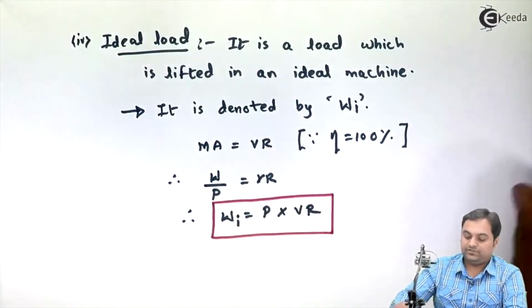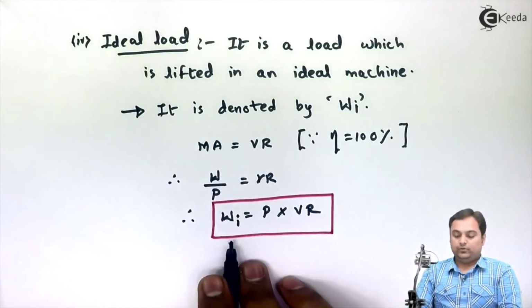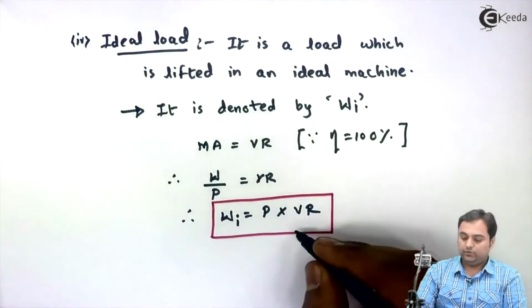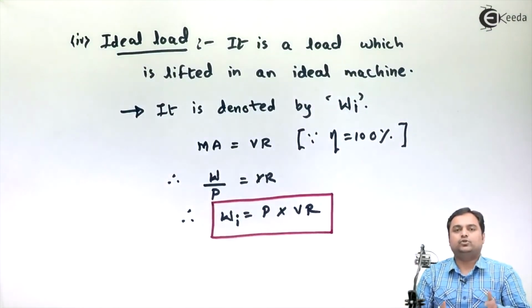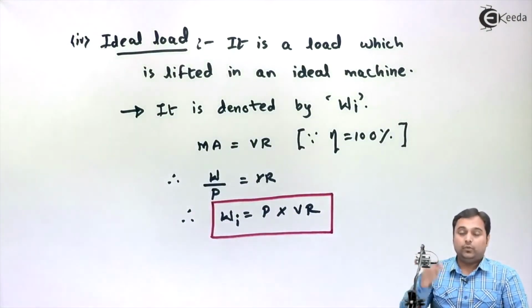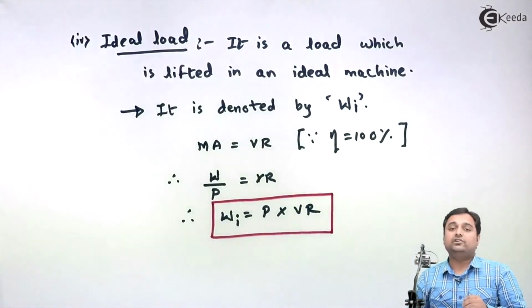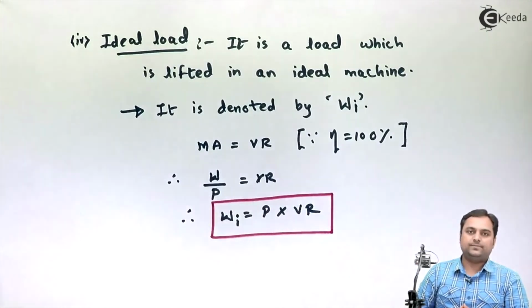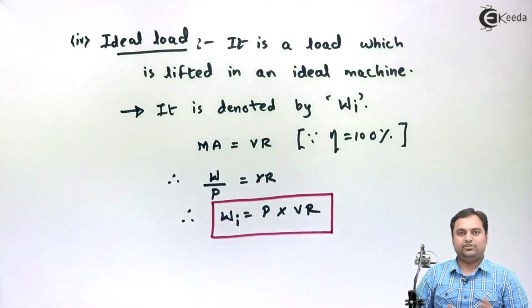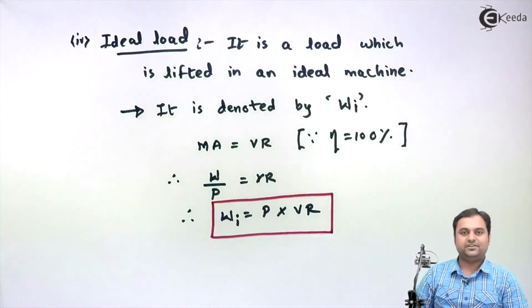So here is the formula for ideal load, and ideal load would be there in case of ideal machine, that is how much load we are lifting in an ideal machine when there is no friction. Ideal effort was the effort which we apply in a machine in which friction is absent. So in this video, I think whatever the definitions I have expressed, it is very much clear.